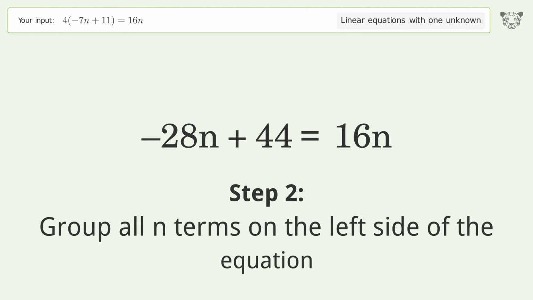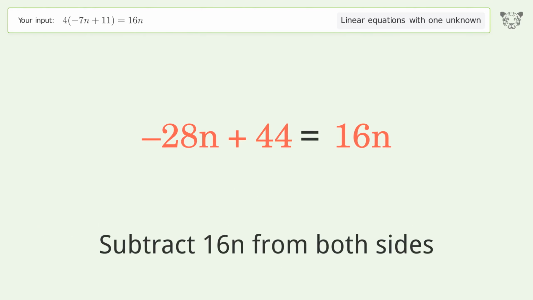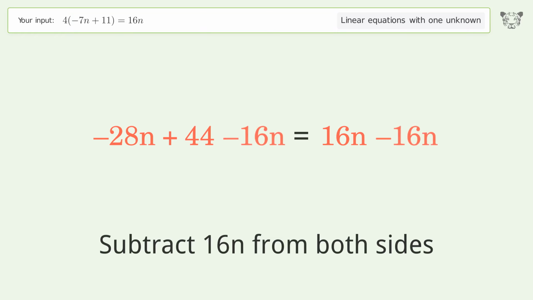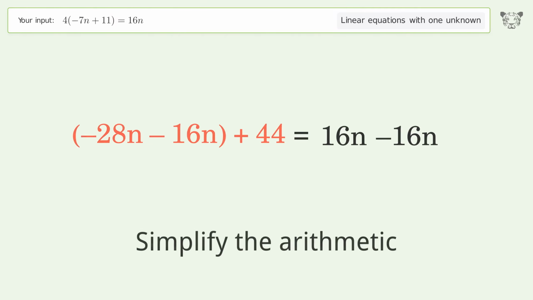Group all n terms on the left side of the equation. Subtract 16n from both sides. Group like terms. Simplify the arithmetic.